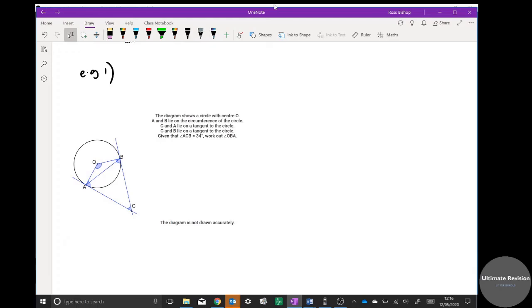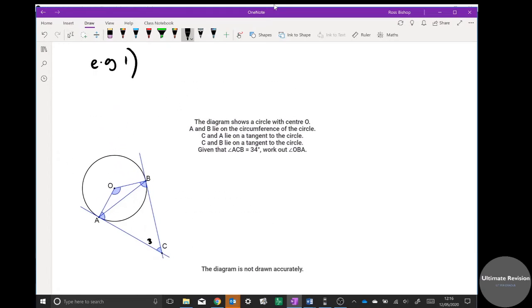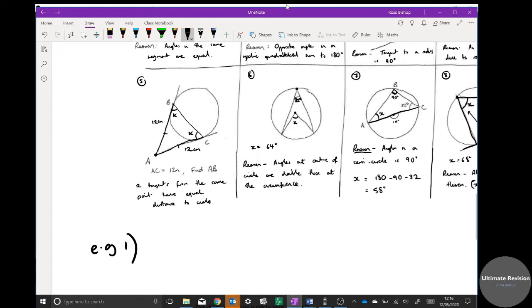Diagram shows a circle with centre O, CE lies on the tangent of the circle, and we know angle ACB is 34 degrees. Work out the angle OBA. So that is the one I'm trying to find. I'm trying to find that one there. Okay. So, I think there's going to be a few rules in here that I'm going to use. Let's look at my first one.